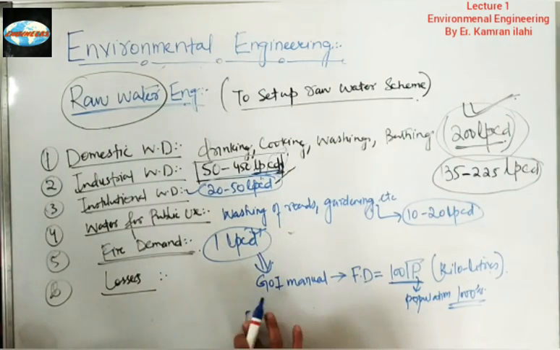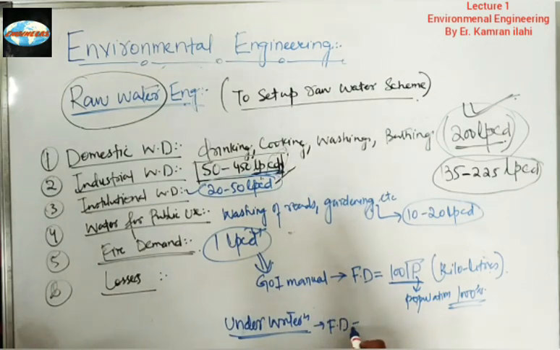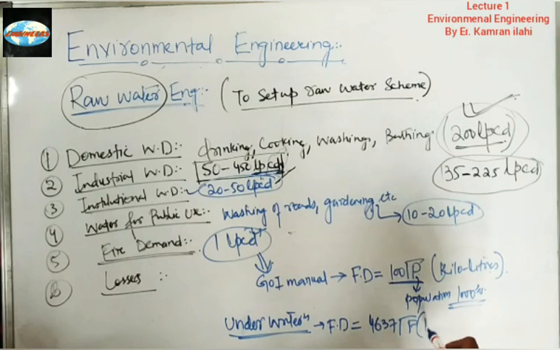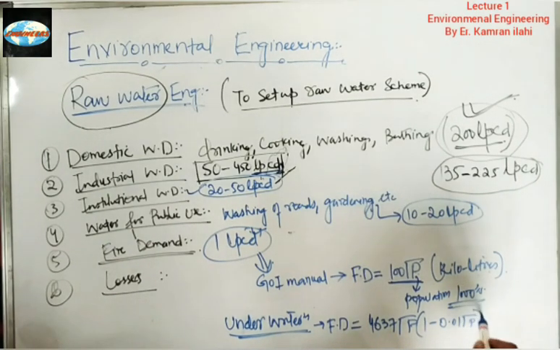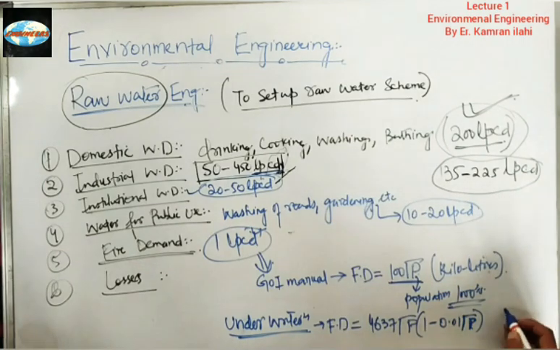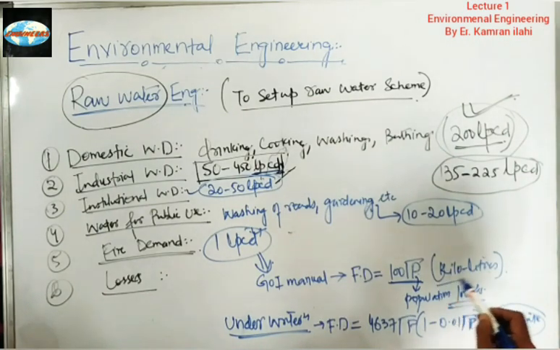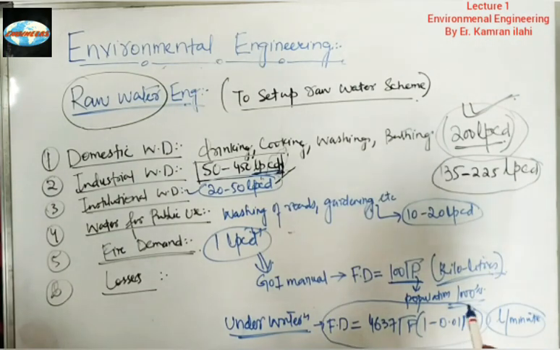Again, we have an important empirical formula, called the underwriters formula, according to the National Board of Fire Underwriters method. This is one of the important formulas that is also asked. Fire demand by this formula is equal to 4637 root P (1 minus 0.01 root P), if I remember it correctly, and this gives you the value of discharge in liters per minute. It doesn't give you the volume directly, it gives you the discharge. This quantity of discharge is required for a population of P, and P is again in thousands over here as well.